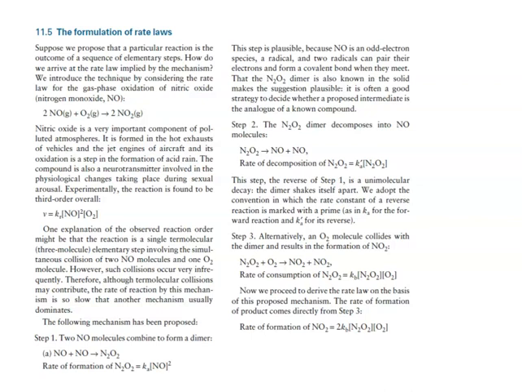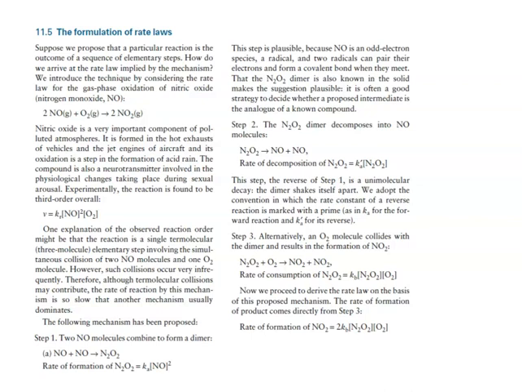Nitric oxide is a very important component of polluted atmospheres. It's formed in the hot exhaust of vehicles and jet engines of aircraft, and its oxidation is a step in the formation of acid rain. The compound is also a neurotransmitter involved in the physiological changes taking place during sexual arousal.